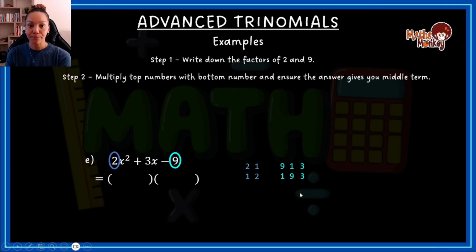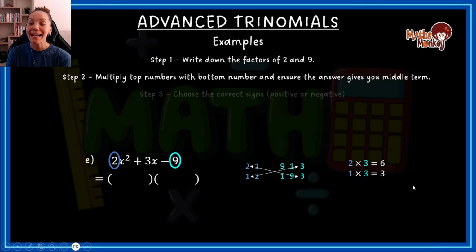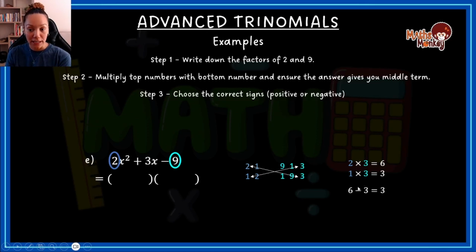So in this question, it would be the 2 multiplied by the 3, which gives me the 6, and then the 1 multiplied by the 3, which gives me the 3, and these two together can give me the 3 over there. So that means I can use these two pairs, the 2 and the 1 and the 3 and the 3. Right? Now we actually choose the correct signs. So I need to get positive 3. That means 6 needs to be positive and 3 needs to be negative to give me the positive 3.